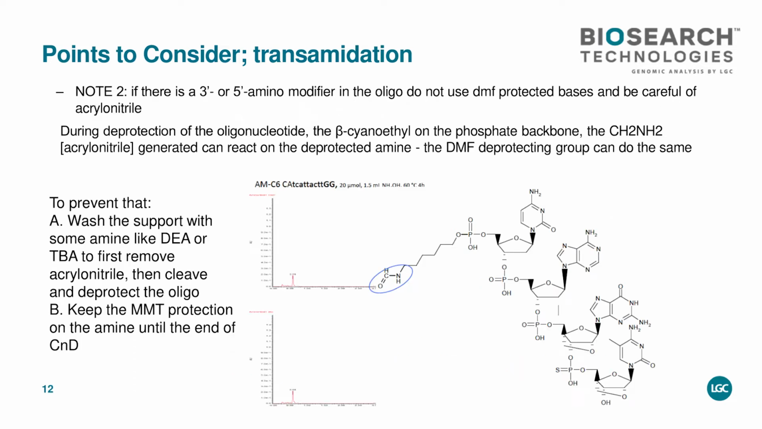This is what I explained also with the amino. If you use a 5' or 3' amino, you also have a problem with the acrylonitrile and the beta cyanoethyl, and the dmf protecting group can do the same. So what you have to do is wash your support with some amine like DEA or TBA, and then you can do the process.